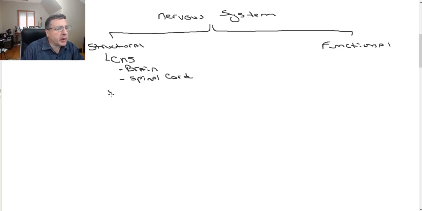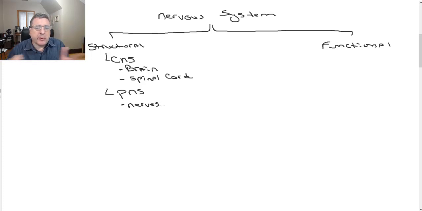The other component is going to be your PNS, which stands for your peripheral nervous system. PNS for peripheral nervous system. And this is going to consist of nerves. We'll learn these structures as we move forward, but nerves are bundles of axons in your peripheral nervous system, okay?